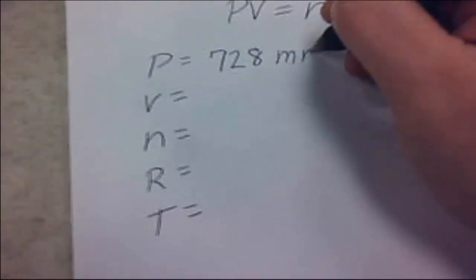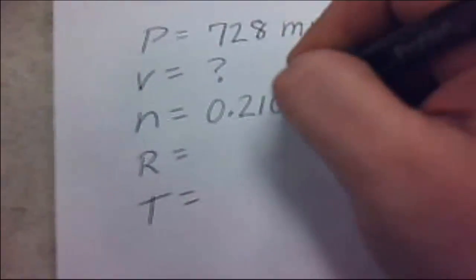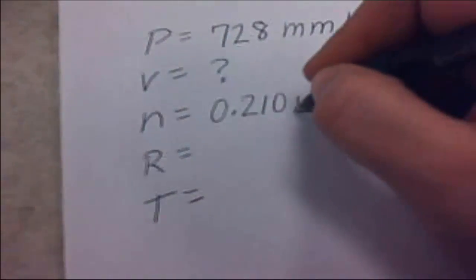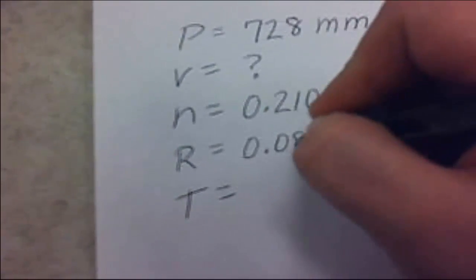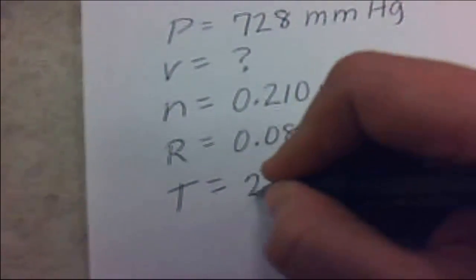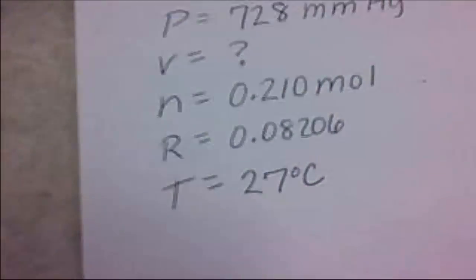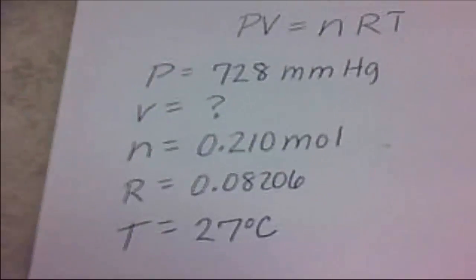The problem gave me 728 millimeters of mercury, so I wrote that down. Volume, I don't know. Then it gave me 0.210 moles, so I'm going to write that down. Then we have our constant, our R, which is 0.08206, which never changes. That always stays the same. And then 27 degrees Celsius. So that's everything the problem gave me, and I wrote all that down.